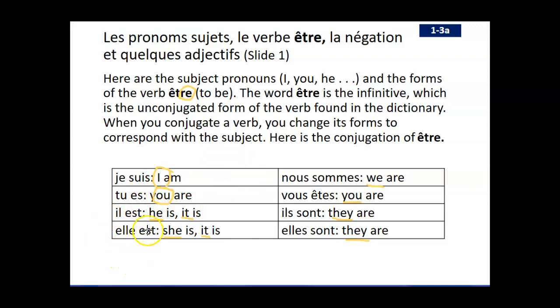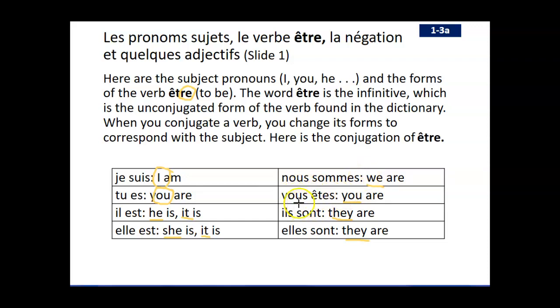Elle est. The pronunciation is exactly the same. The T is silent, but you do have to spell it differently. So il est, he is or it is. Elle est, she is or it is. The form of être that goes with nous, which is we, that's nous sommes. Okay, and in the case of sommes, we're not pronouncing the last three letters. They're silent. So that's a good thing to keep in mind.